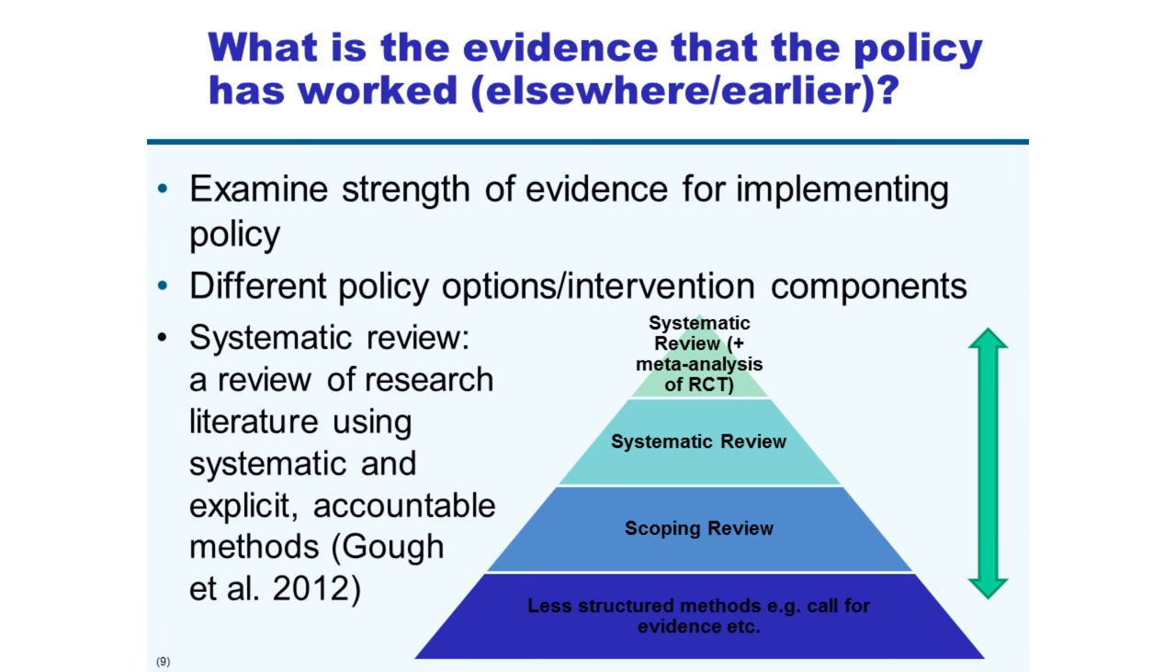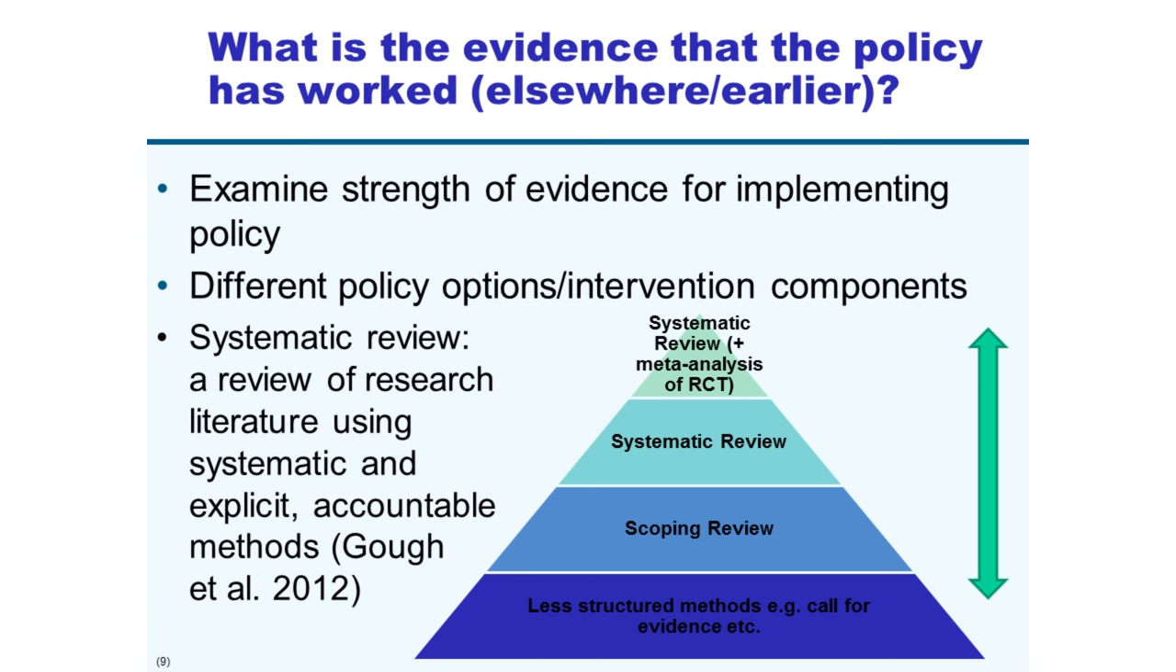So systematic review evidence in terms of whether the policies worked elsewhere often is put at the top of the pyramid as being the strongest evidence of causality. And then moving down a systematic review, maybe without RCTs, then moving to more scoping reviews, and at the bottom here, some less structured methods that are often used by policymakers.